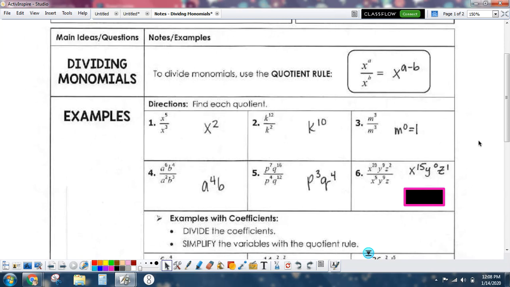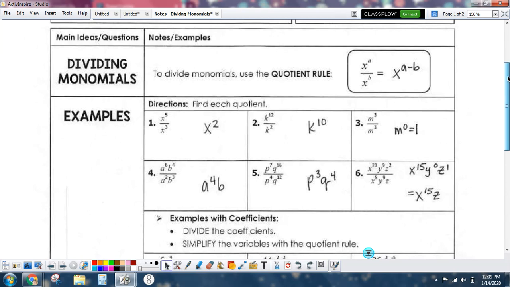However, you need to simplify it as far as it can go. We know that y to the 0 is always equal to 1, so that eliminates the y term. So we're not going to have a y in our final answer. In our z term, z to the 1st means that we just have z. We don't need to write z to the 1st. So our final answer is x to the 15th z.